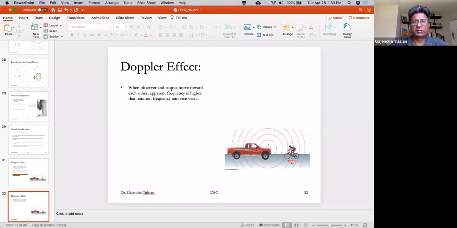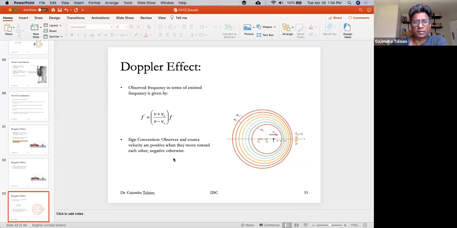So when observer and source move relative to each other, the apparent frequency differs from the emitted frequency. If the observer and source move toward each other, then the perceived frequency is higher than the emitted frequency. So this formula gives you the perceived frequency, and this is the emitted frequency. V is the speed of sound, V0 is the speed of the observer, Vs is the speed of the source.